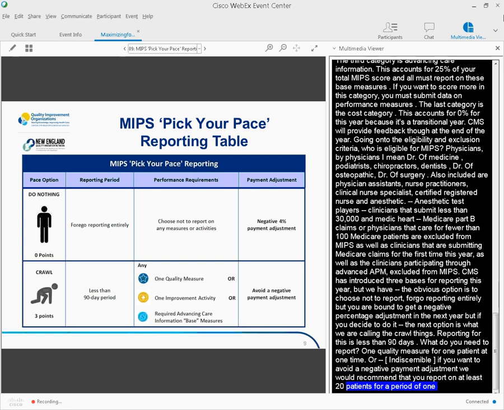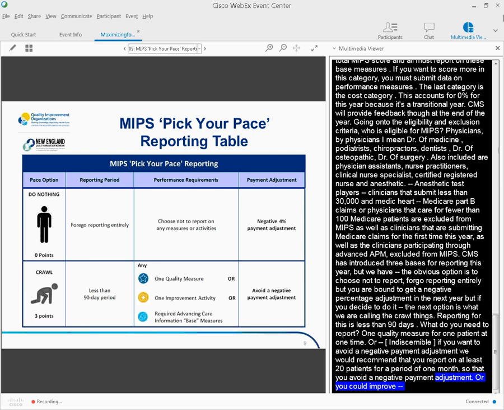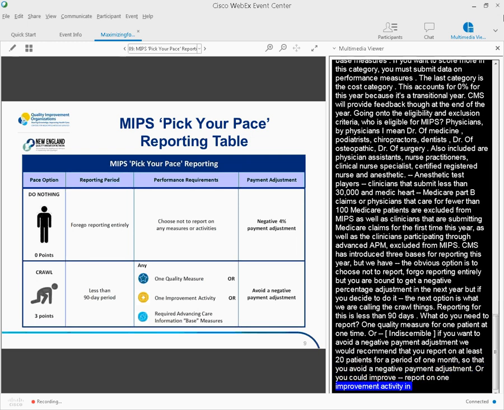Or you could report on one improvement activity for a consecutive 90-day period, or you could report on required advancing care-based measures for a consecutive 90-day period.